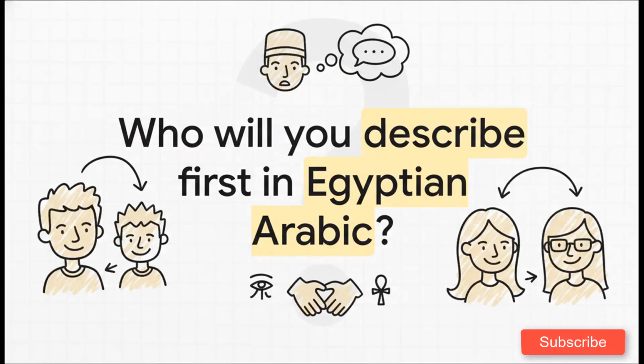We have covered a ton of ground today. You've now got the basic toolkit to introduce your family and friends in Egyptian Arabic. So, I have one final question for you. Thinking about everything you just learned, who are you going to try to describe first?